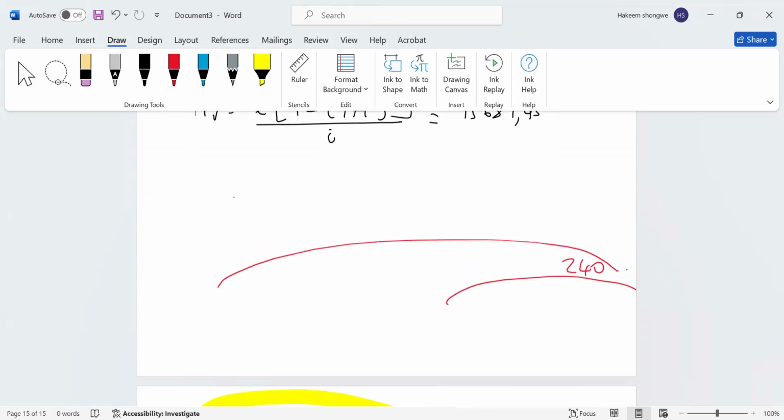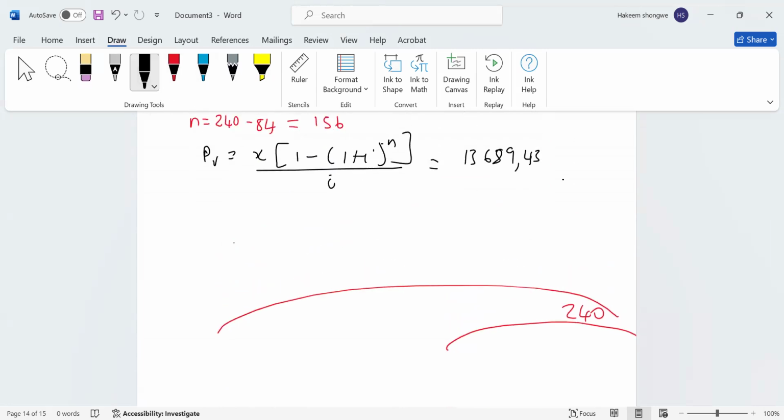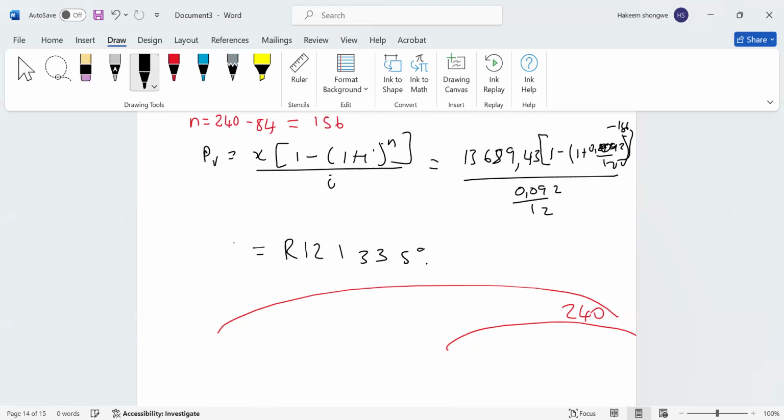So we have 13,689.43. Then open bracket, we have 1 minus 1 plus the interest, 0.092, divided by 12, to the power of minus 156. Minus 156. And then all over 0.092 divided by 12. That should give you 1,2,1,1,33,3,3,59,5,44.